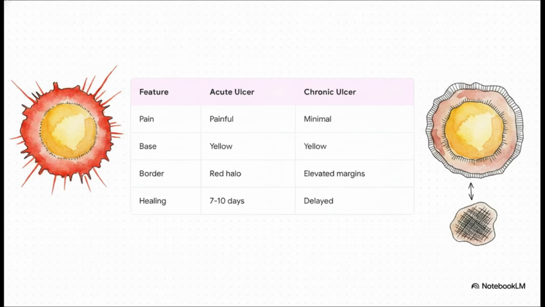An acute ulcer is going to scream with pain. It's got this yellow fibrinous exudate at its base and is surrounded by a really angry red inflammatory halo. If you remove whatever caused it, it heals right up in about 7 to 10 days. But look at a chronic ulcer. This is where things get dangerous for us. Chronic ulcers are deceptively painless. They still have that yellow base, but instead of that red halo, they have these elevated indurated margins from deep scar formation and chronic inflammation. That firm raised border, it can easily fool you into suspecting squamous cell carcinoma.